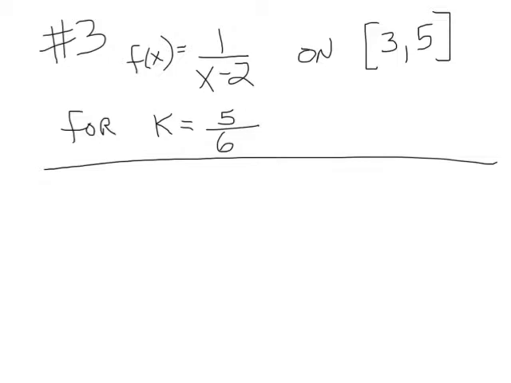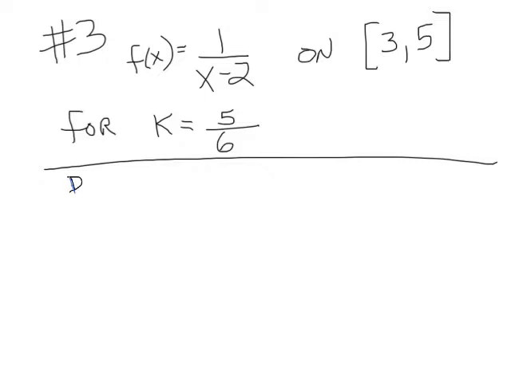So worksheet 127, number 3, is asking us if the conditions for the intermediate value theorem hold true for this function on this interval, and if they do hold true, find the c that will give us this k value. So first off, our function is not continuous. Our function has a discontinuity at 2.